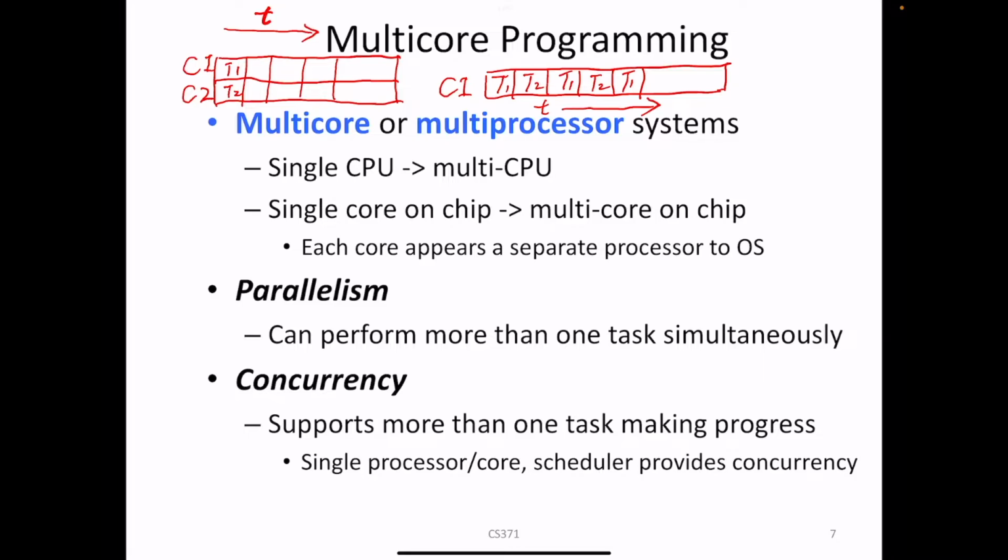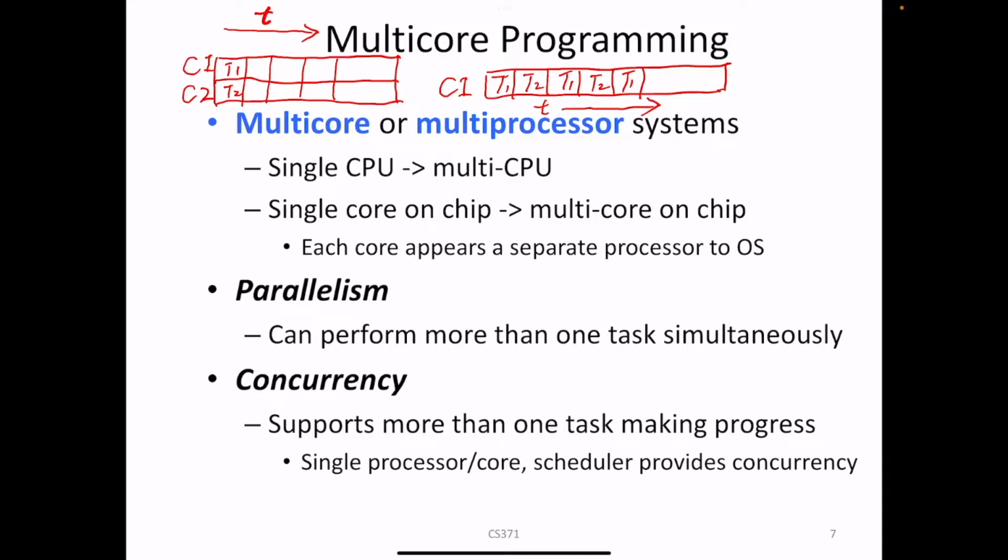We have two cores, C1 and C2. Along the time dimension, task T1 and task T2 can be running in C1 and C2 respectively and simultaneously.